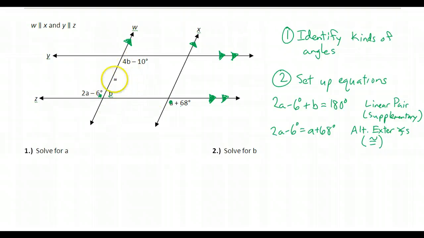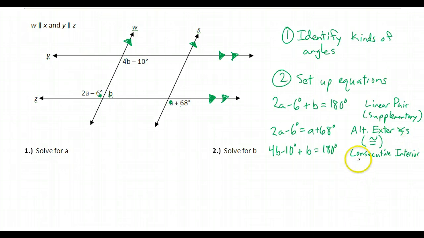And the third equation that I can set up, these two angles here and here have transversal W, and they're between Y and Z. And Y and Z are parallel, so these two consecutive interior angles have to be supplementary. 4b minus 10 degrees plus b has to equal 180 degrees. And that's because those two angles are consecutive interior. And consecutive interior angles will be supplementary.